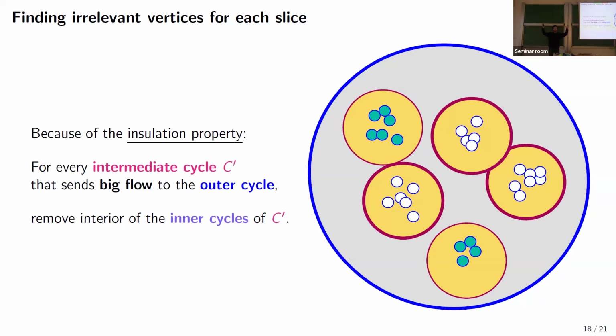I take a slice. I just look for these intermediate cycles for which I have a large flow. Yes, for each one there is a flow. It's not a flow to all of them. Okay, so you have these three. Then what? Then each flow you can reroute.